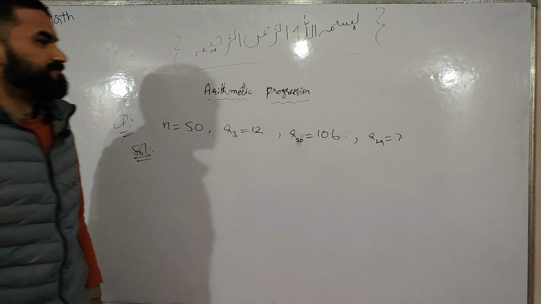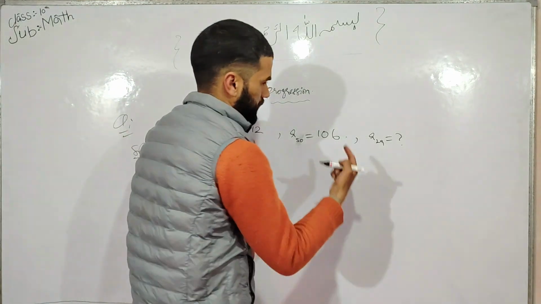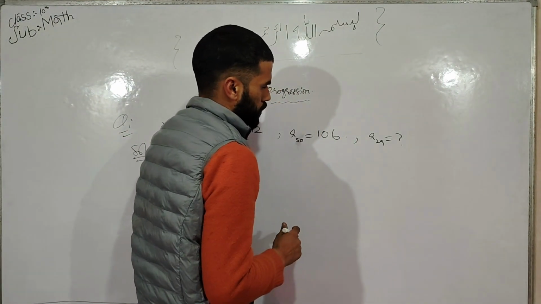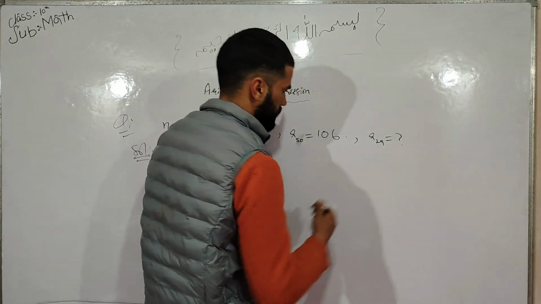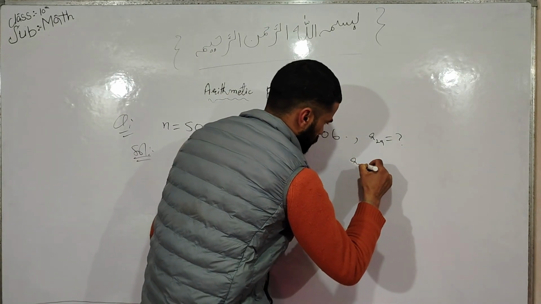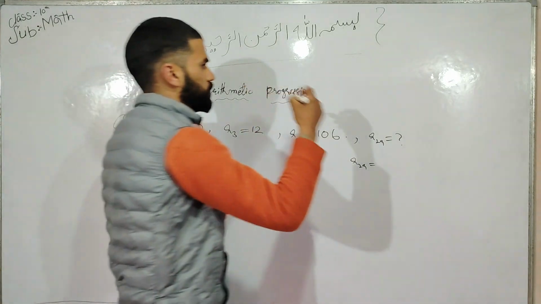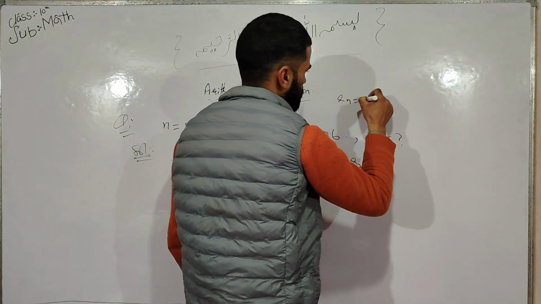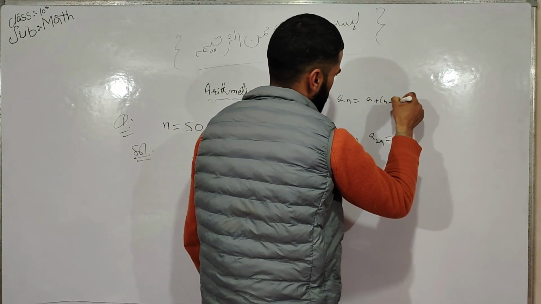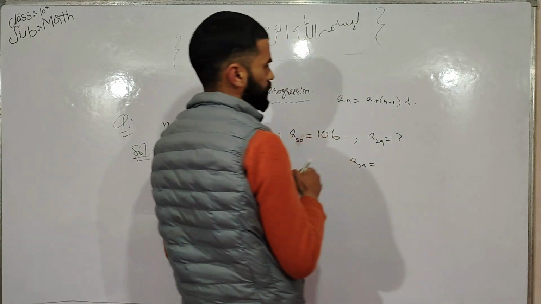So in order to find A29, we need 3 things. A29 is equal to... apply that formula: a plus... you should remember that. An is equal to a plus (n minus 1) into d.